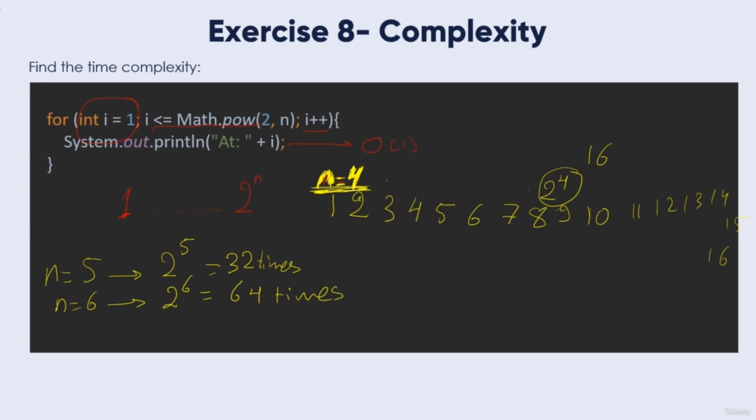Therefore, the time complexity of this exercise is O of 2 to the power n. For example, if n is 8, it's 2 to the power 8, and it will execute 256 times. So therefore, the complexity is O of 2 to the power n. This is the time complexity.